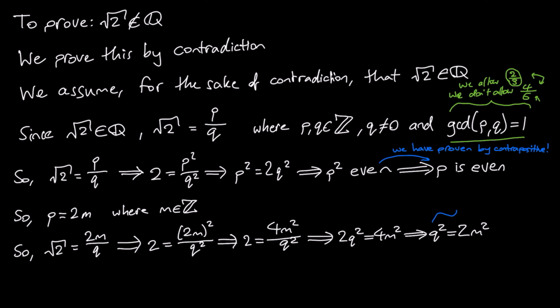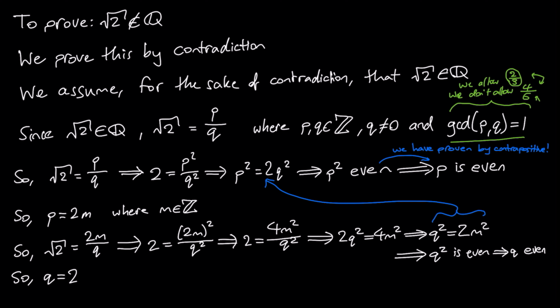And here we have a similar situation as we had here. Q squared is equal to 2 times some integer. So q squared is even, and again this tells us that q is even. Again from our proof by contrapositive. So q is equal to 2 times some other integer. Let's go with k.